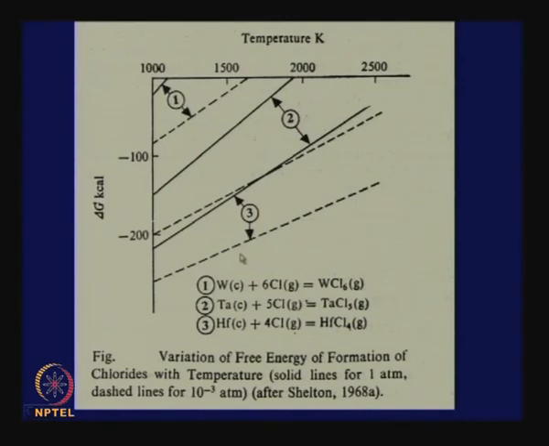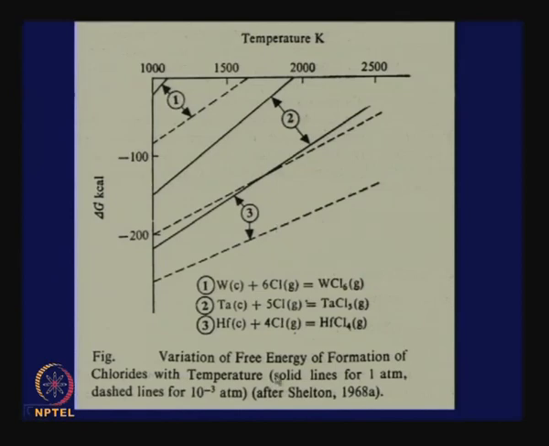Now, look at the actual data for reactions of tungsten chloride to form WCl6. This is for tantalum to form TaCl5. This is hafnium to form hafnium tetrachloride. All these impure metals can be purified by this method: form an intermediate gas, then dissociate it at a higher temperature to get pure metal and regenerate the halide.